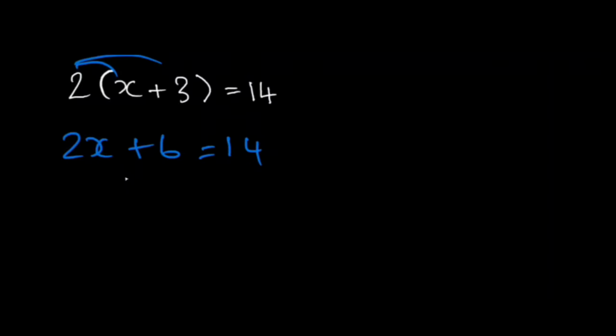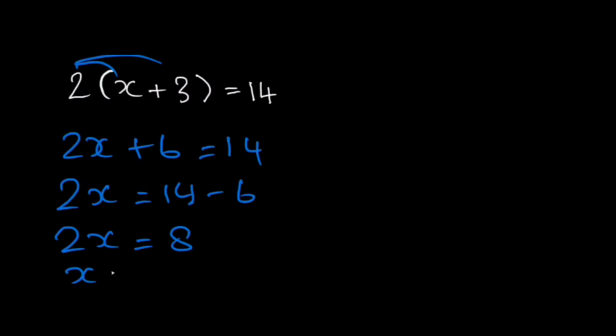Now we move the constant, which is 6. Positive 6 becomes negative 6 when shifted. So 2x is equal to 8. So x is just 8 by 2, which is 4.